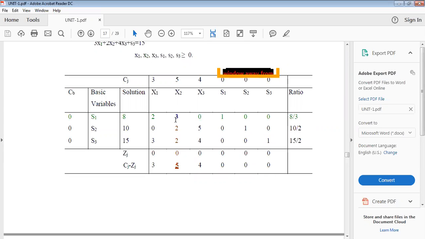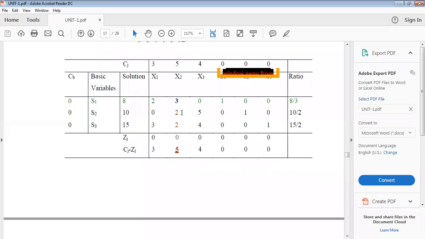And in the next table iteration, you have to make it 1, and subsequently carry out the iterations. That is the difficulty in this particular thing. If you want to get 1, you have to divide the entire row by 3. So 8 by 3, 2 by 3, 3 by 3 is 1, 0 by 3, 1 by 3, 0, 0, and this is the normal ordinary thing.